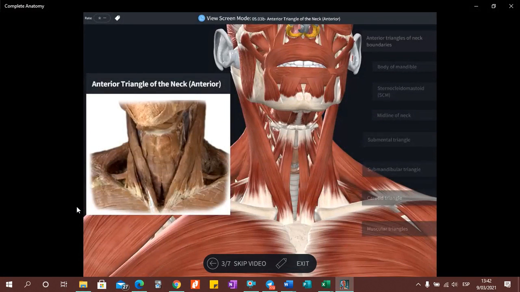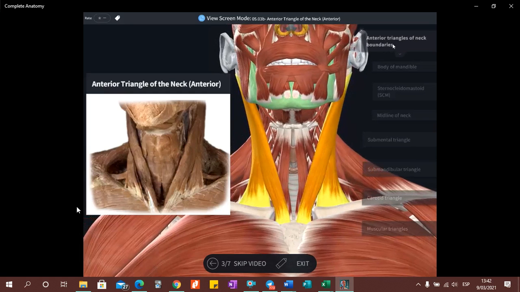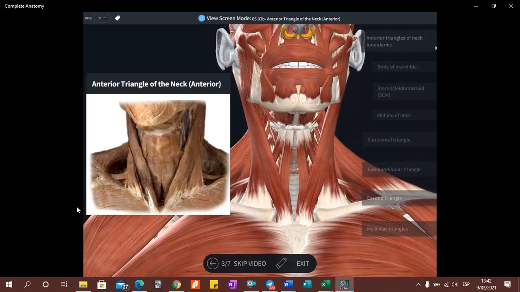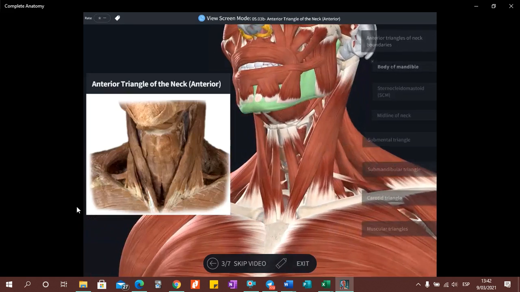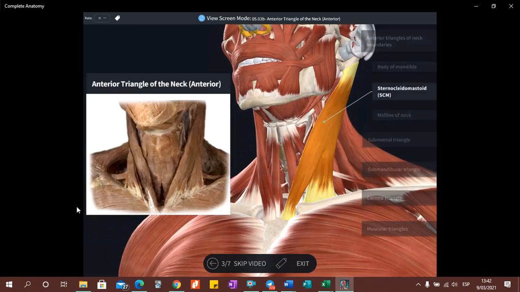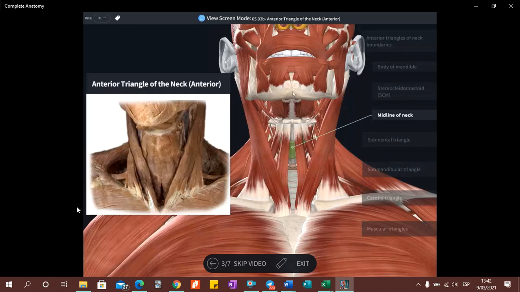Okay, so now we've switched the view into an anterior view, and we also have a cadaveric image here that shows us the respective muscles. So the boundaries of the anterior triangle of the neck, we can see nicely here. Everything except for the midline of the neck is highlighted. But the midline of the neck together with the mandible and the sternocleidomastoid forms the boundaries of the anterior triangle. Okay, so body of the mandible, sternocleidomastoid, and the midline would just be depicted as a straight line down here.